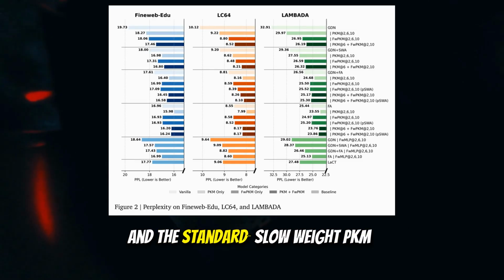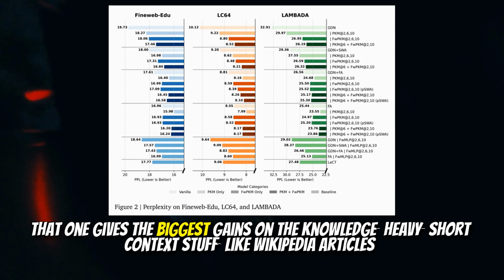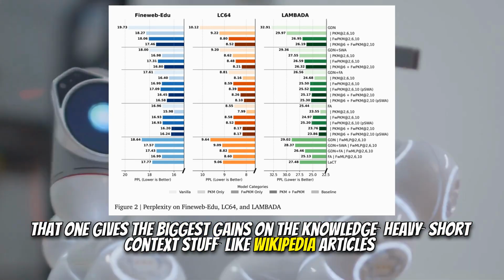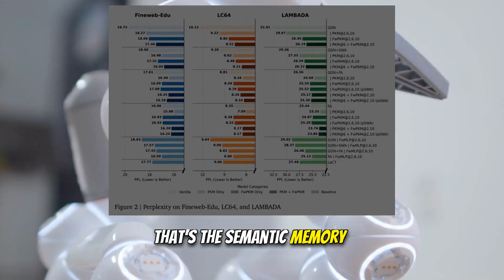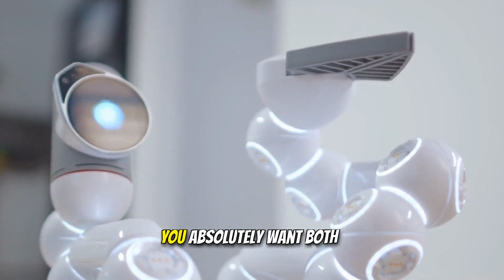And the standard slow weight PKM. That one gives the biggest gains on the knowledge-heavy, short context stuff, like Wikipedia articles. That's the semantic memory. So they're complementary. You really want both. You absolutely want both.